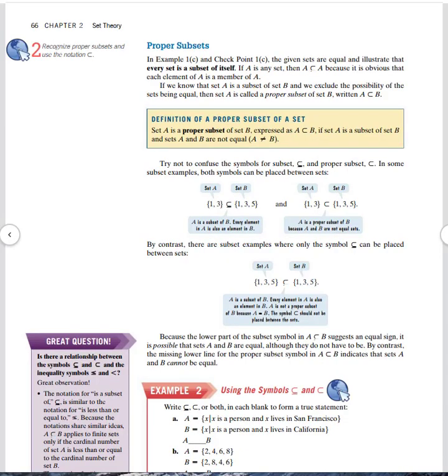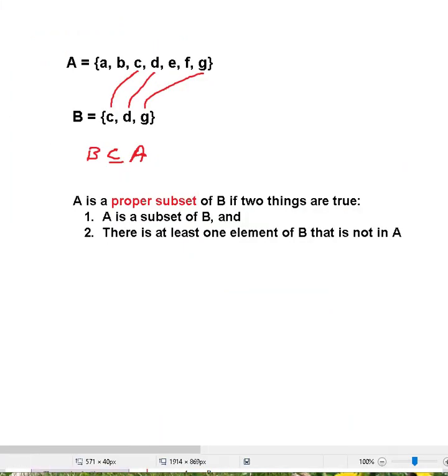Okay, so far so good. But you know math can't just leave it at that. It's always got to add something else. So let's take a look at what a proper subset is. Again, let's start with the definition. I like mine a little better than what the book has. For A to be a proper subset of B, two things have to be true. First of all, A has to be a subset of B. And second, there has to be at least one element in set B that's not in set A.